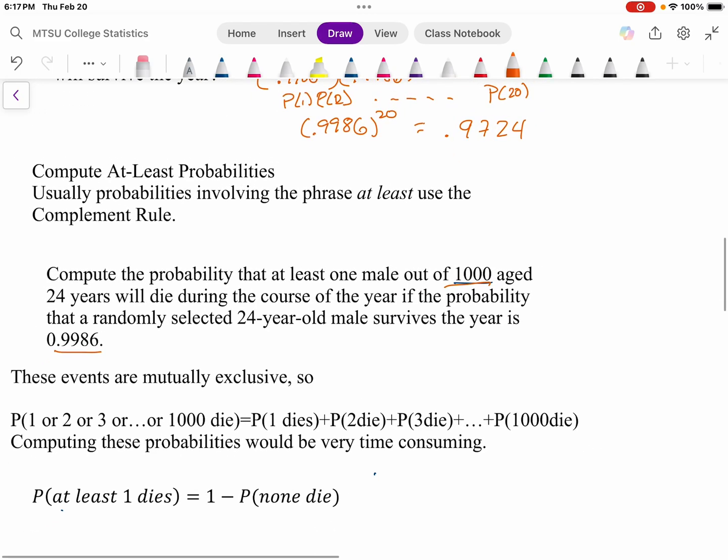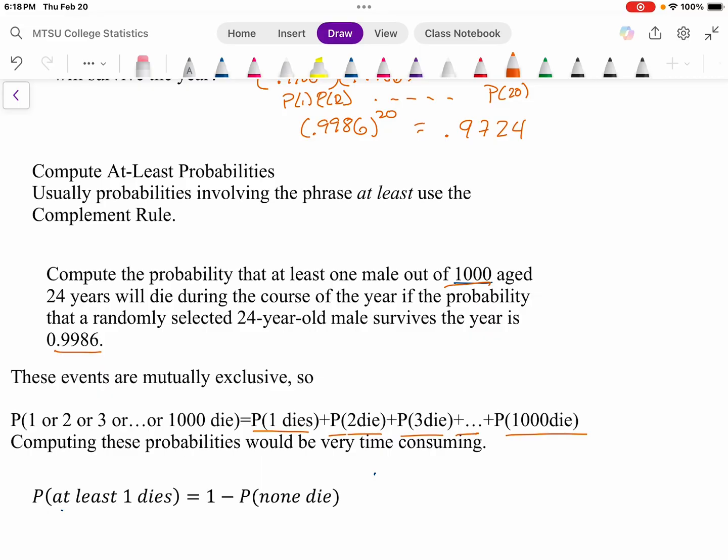So these events are mutually exclusive. So what we can do is add up the individual probabilities. What's the probability that one of them dies, or two of them die, or three of them die, or four of them die, or all 1,000? That would be the case of the at least one. So that would be a lot of calculating and then adding up.